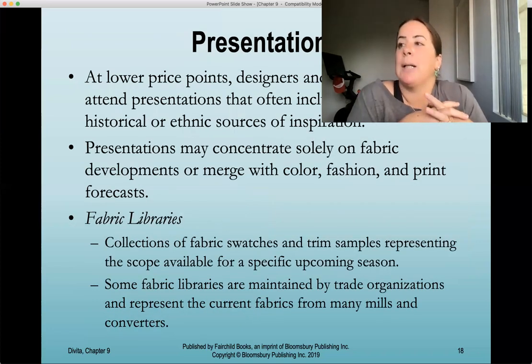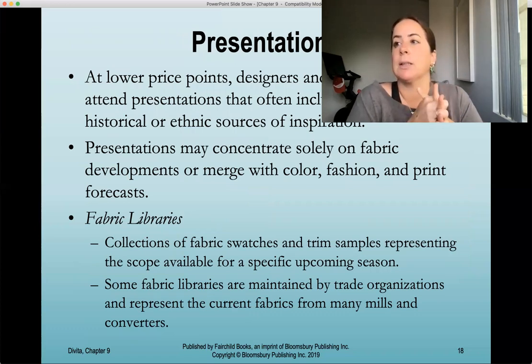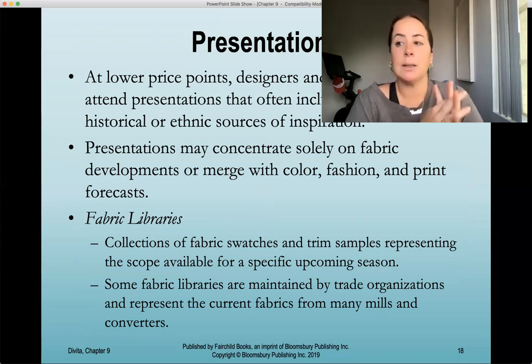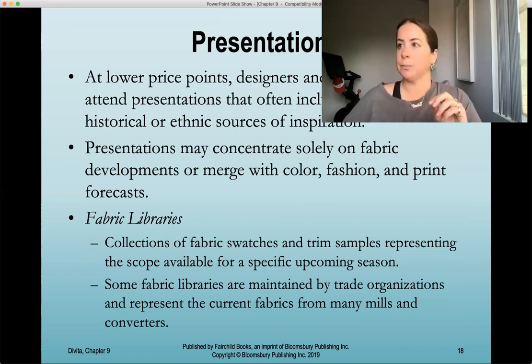Presentations. At lower price points, designers and merchandisers attend presentations that often include references to historical or ethnic sources of inspiration. Presentations may concentrate solely on fabric development or merge with color, fashion, and print forecasts. Something that is a part of presentations are fabric libraries, and these are collections of fabric swatches and trim samples representing the scope available for a specific and upcoming season. Some fabric libraries are maintained by trade organizations and represent current fabrics from many mills and converters.